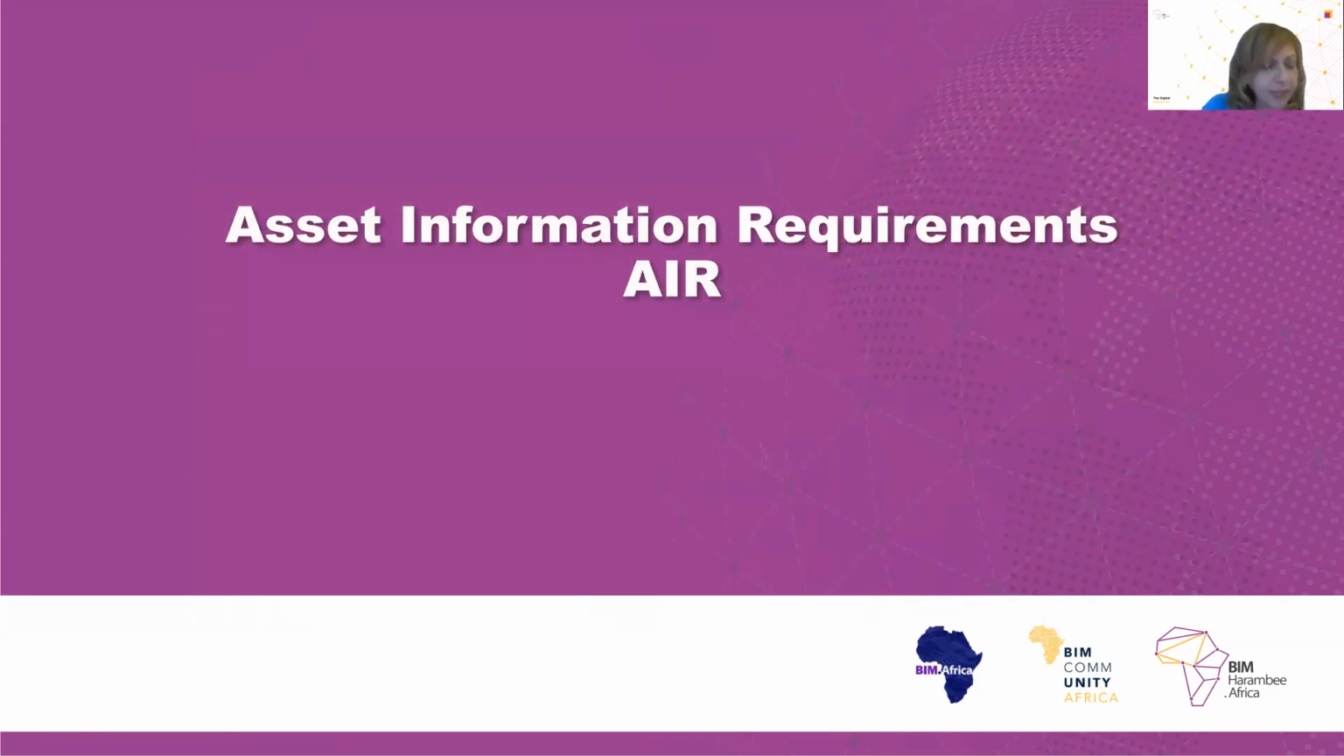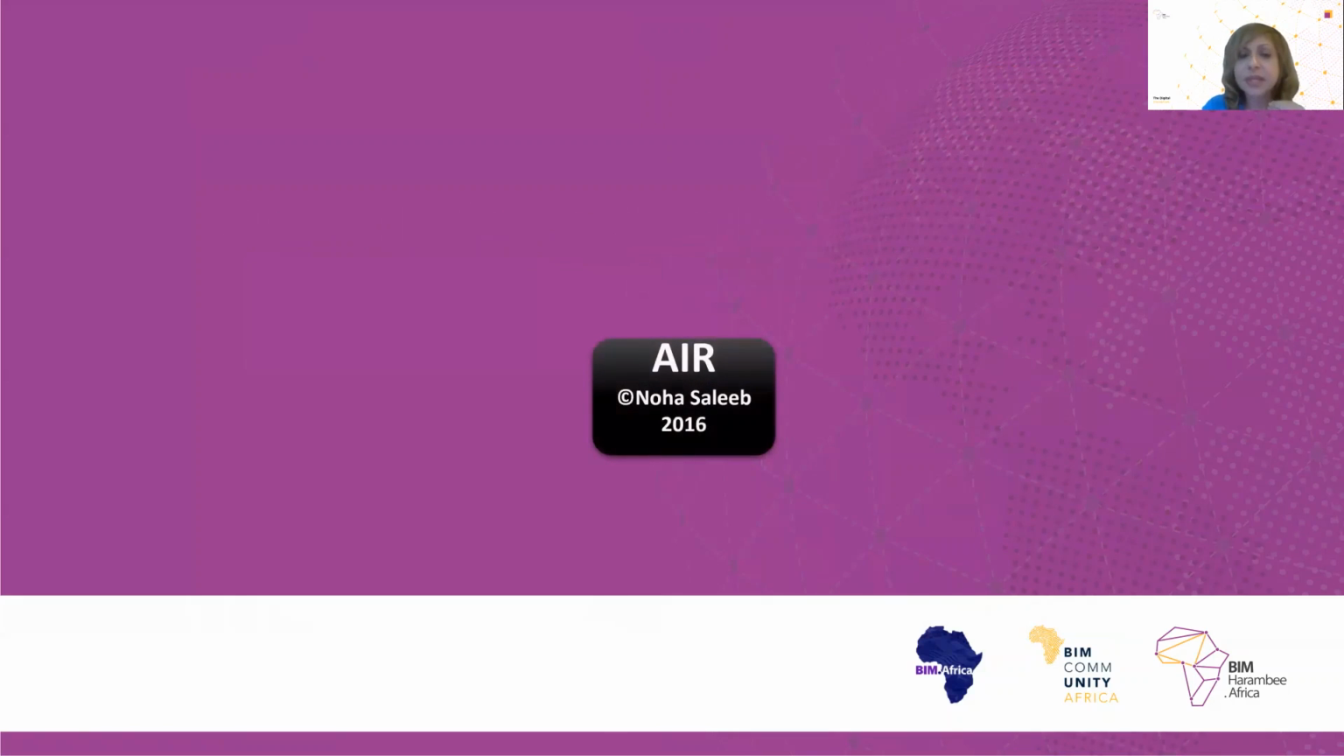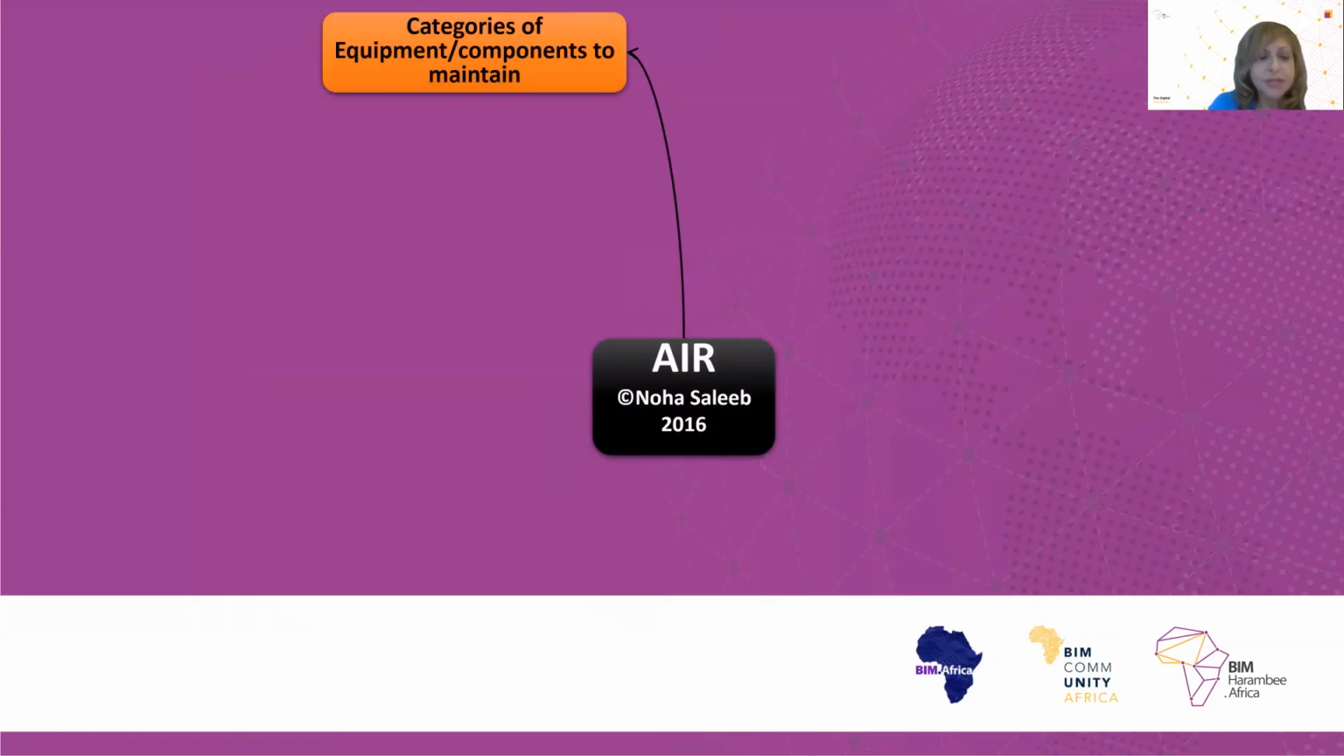Now, very quickly, in the next 5 minutes, I'm going to refer to asset information requirements. There is not enough time to go in depth about this, but like the organization information requirements, I have also advocated certain categories where the asset information needs to be collected. The first one is related to the actual equipment and systems that need to be maintained inside the asset itself.